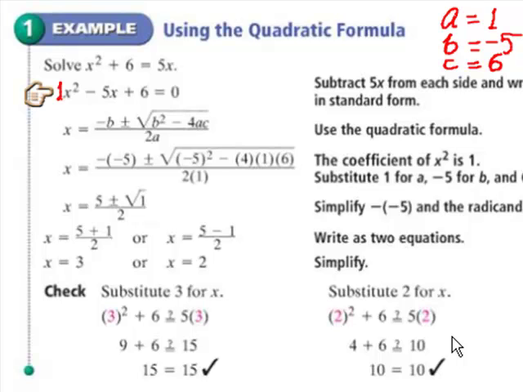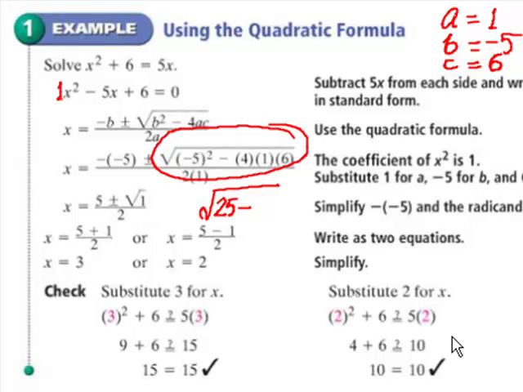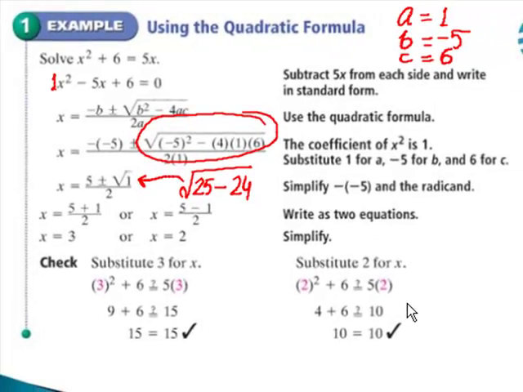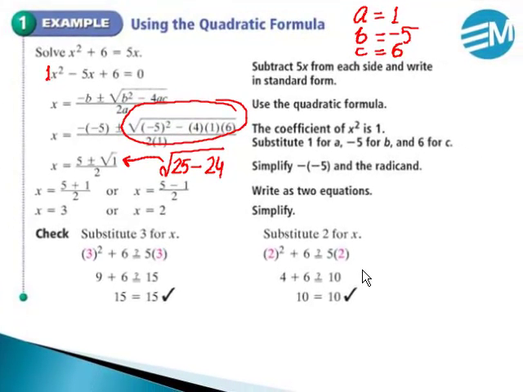Then we will solve this square root. Negative 5 squared is 25, minus 4 times 6 is 24. Square root of 25 minus 24 is 1, which will give us square root of 1. You know, the value under the square root, b squared minus 4ac, is also known as the discriminant.